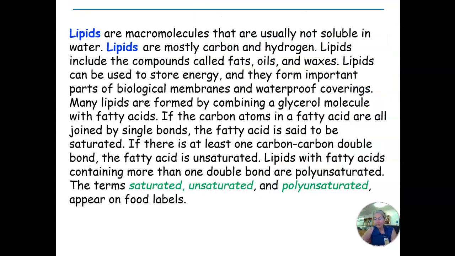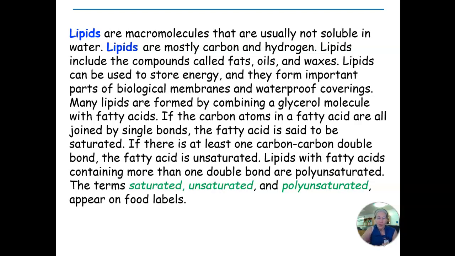Then we get to lipids. Lipids are long chains of carbon. What you have to know about a lipid is that they are a long-term energy source to store energy, and they help protect, and they're part of the cell membrane. And they have other cellular functions for our metabolism.